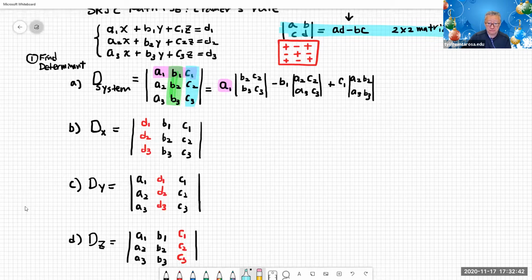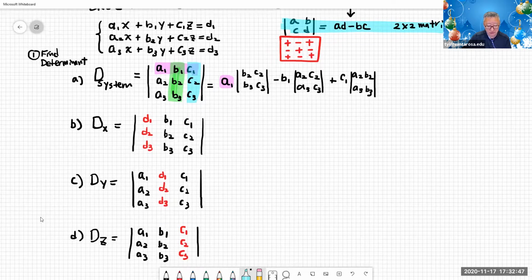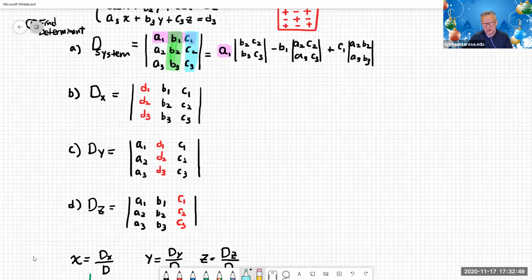And we're going to do that for the D of x, D of y, and D of z, or all the determinants. So the obvious thing here is that, if we are going to find the determinant, then whatever row or column contains the many zeros, that's what I'm going to use. Because if you have a 0, it doesn't matter what you have inside the 2x2 matrix, it's going to be 0 anyway. So it's going to be very, very simple.